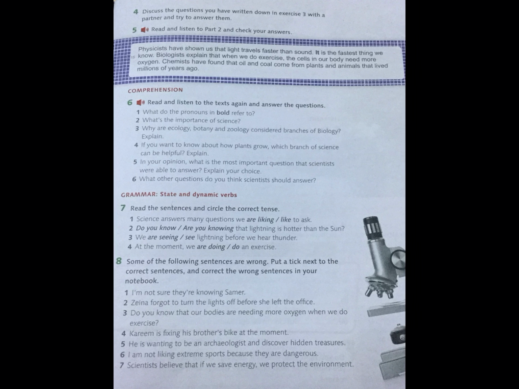Number 4, if you want to know about how plants grow, which branch of science can be helpful? Explain. Okay, so if we want to know all about plants and how they grow, we would need to study botany, because botany is the study of plants. So your answer is number 4, botany, because it's the study of how plants grow.